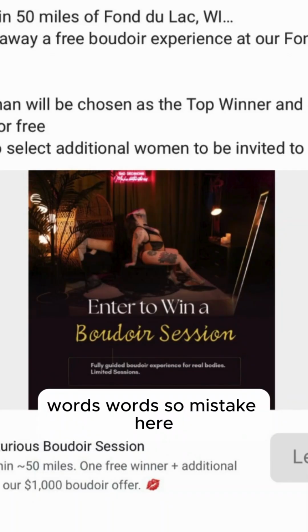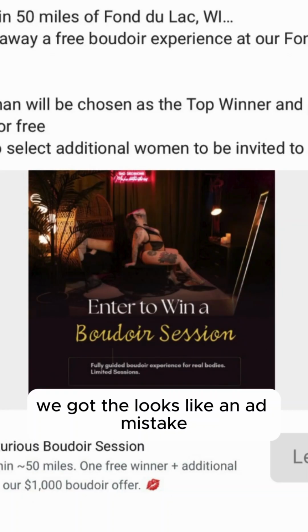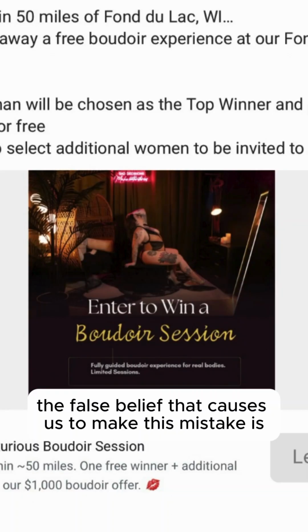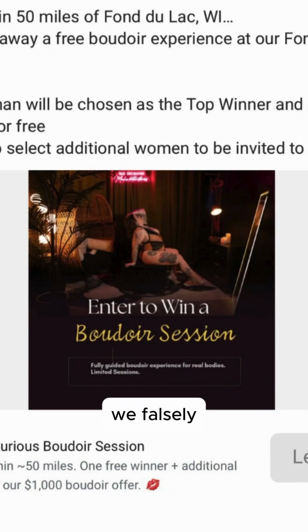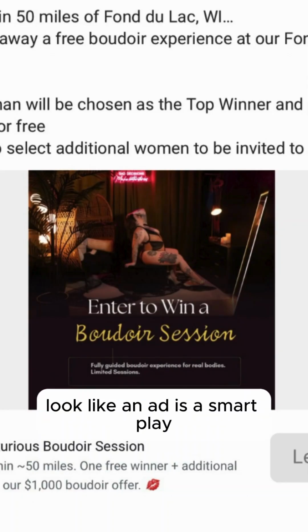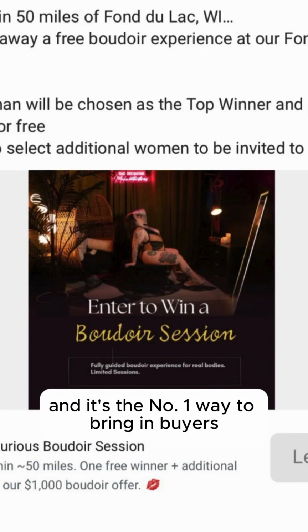So, mistake here. We've got the "looks like an ad" mistake. The false belief that causes us to make this mistake is we falsely believe that making our ad look like an ad is a smart play, and it's the number one way to bring in buyers.